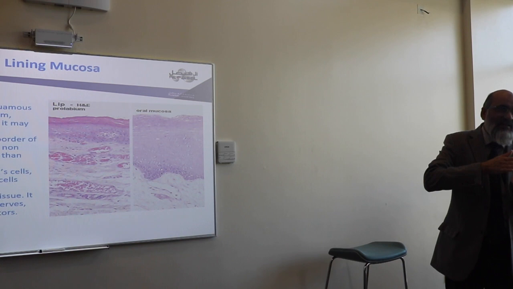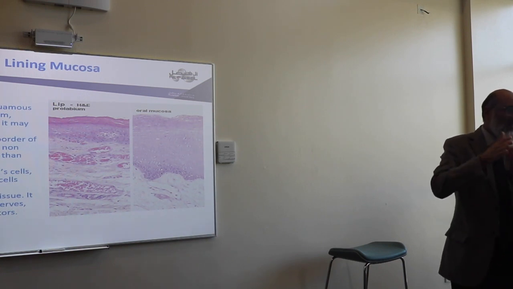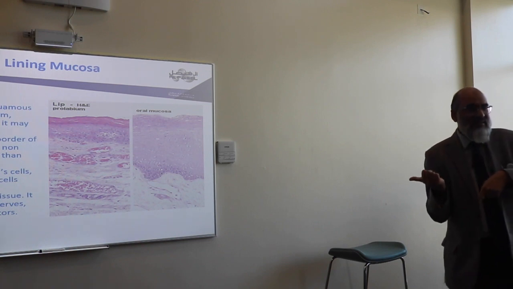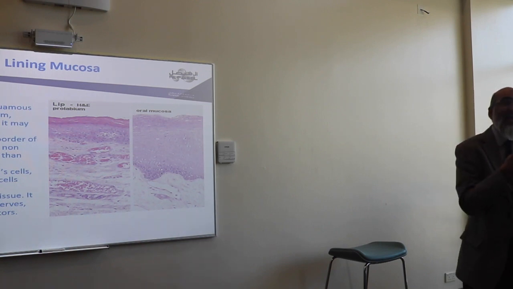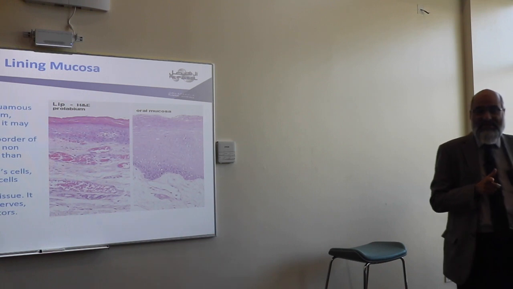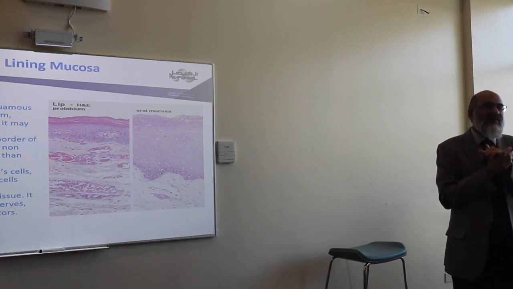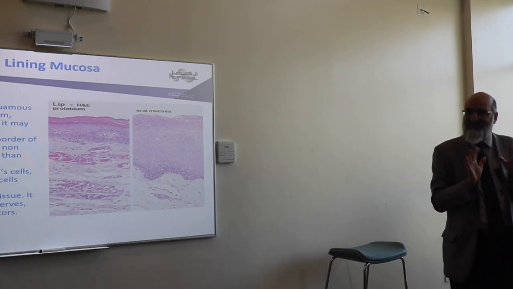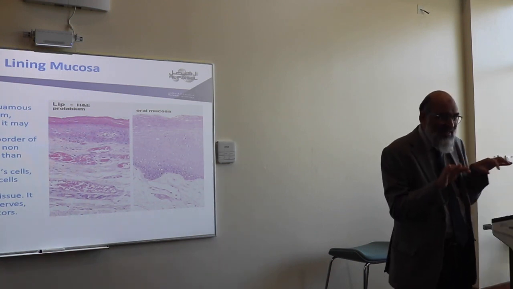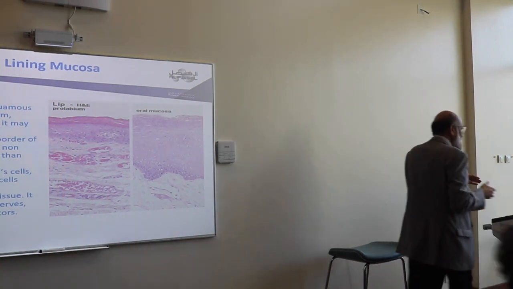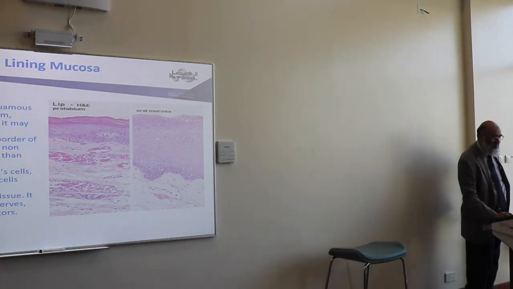Yes or no? Whenever there is more friction, there is a possibility that the epithelium, instead of non-keratinized, can be keratinized. I'm not saying always. The oral cavity is in most places lined by stratified squamous non-keratinized epithelium, but in some areas there can be stratified squamous keratinized epithelium. That is why I have shown two types of tissues here.